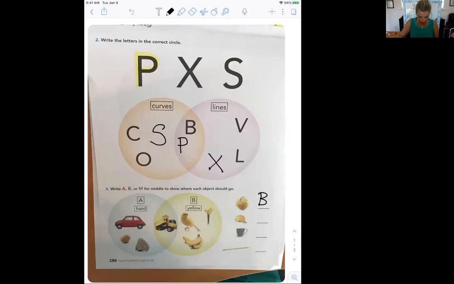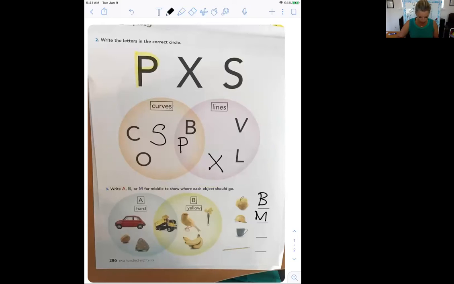Very good. Okay, now we have, what is that a picture of? A hard hat. So is a hard hat, construction hat, I should say, a construction worker hat, hard? Yes, it is. Is it also yellow? Yep. So does it get an A? Does it get a B? Or does it get an M because it's both? If you said M, you are correct.